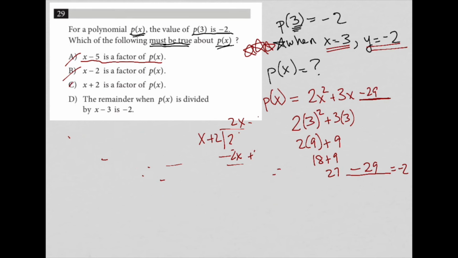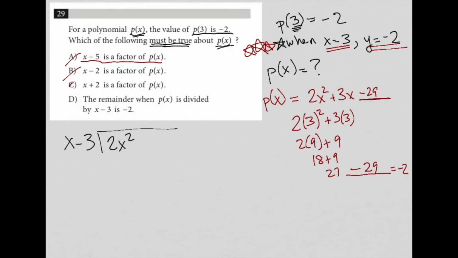And of course, I would never suggest, unless your time is running out, that you just choose something because you hope it's right. So we're going to actually work out choice D, and let's see what choice D says. Choice D says the remainder when P of x is divided by x minus 3 is negative 2. Let's try that out. X minus 3 into, again, my function that I created. Let's do the long division on it.